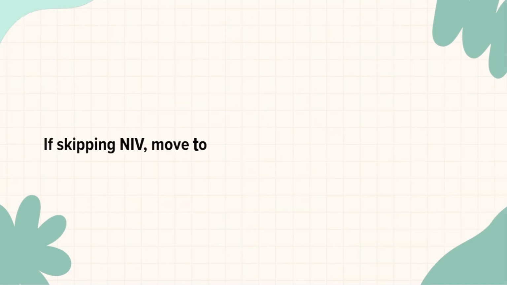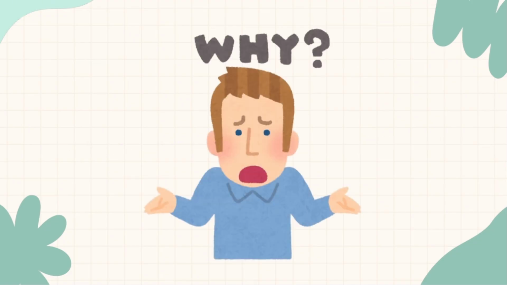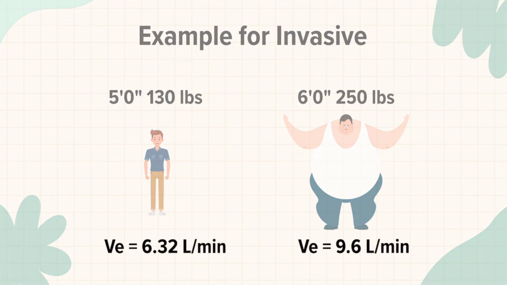However, if intubation is indicated, we would skip non-invasive and move into an invasive measure while still using the BSA minute ventilation equation. So why do we use a target minute ventilation? It's because it's tailor-made for you. It's unique because the variables we plug into the formula are based on your height and your weight. A 5-foot person weighing 130 pounds will have a different minute ventilation than a 6-foot, 250-pound guy.